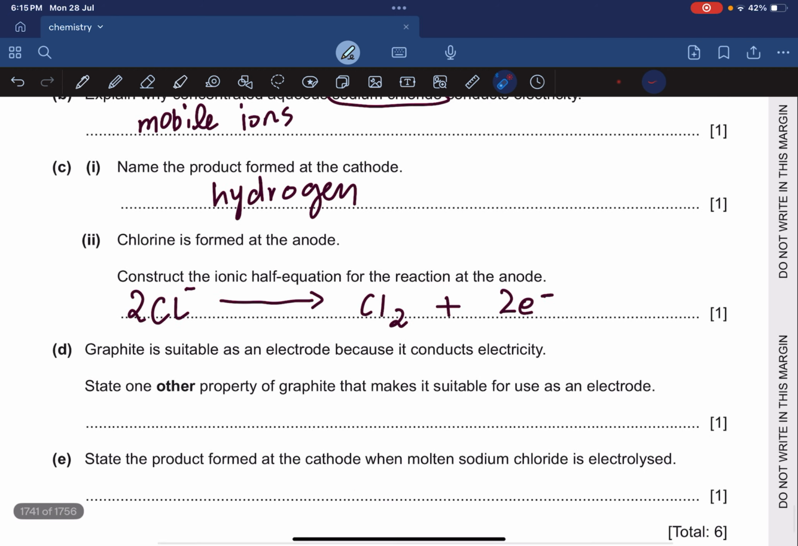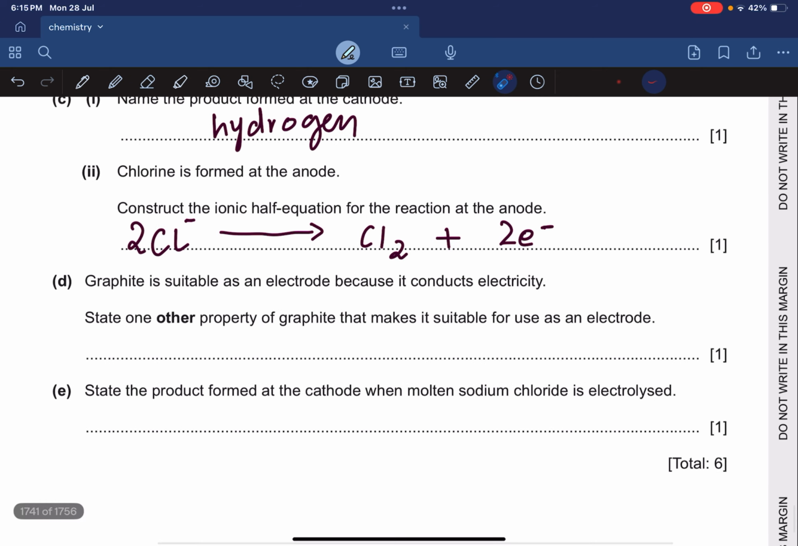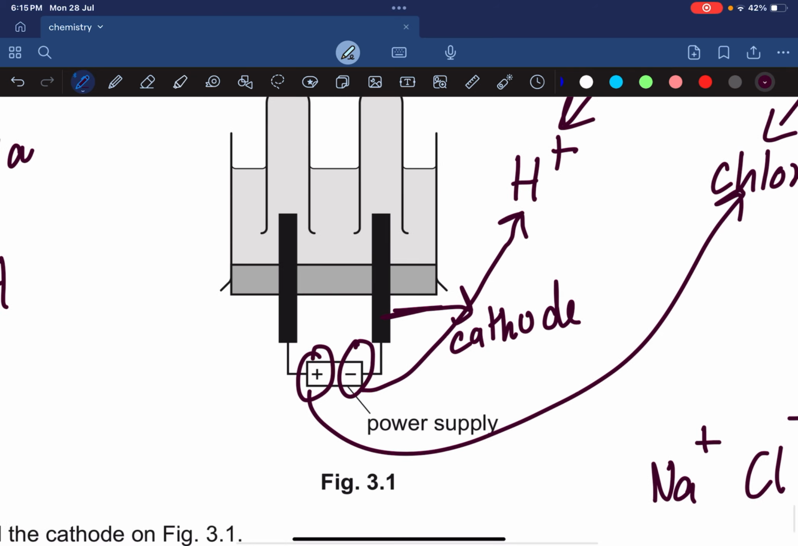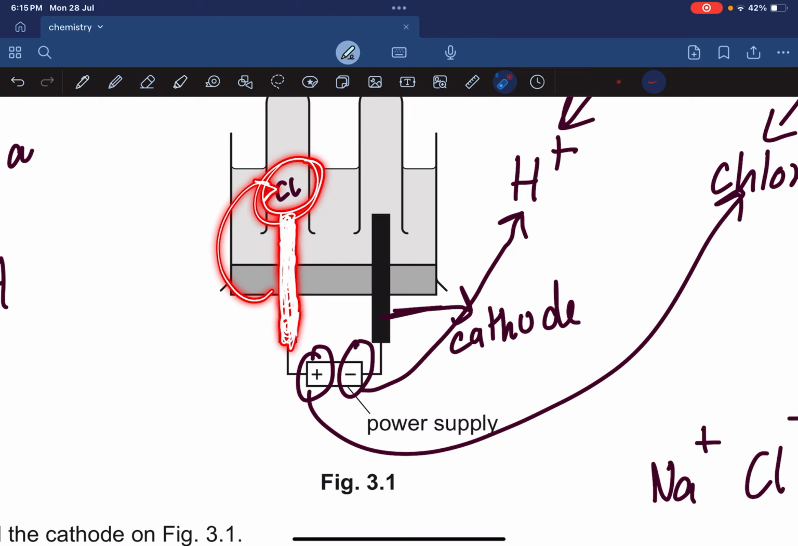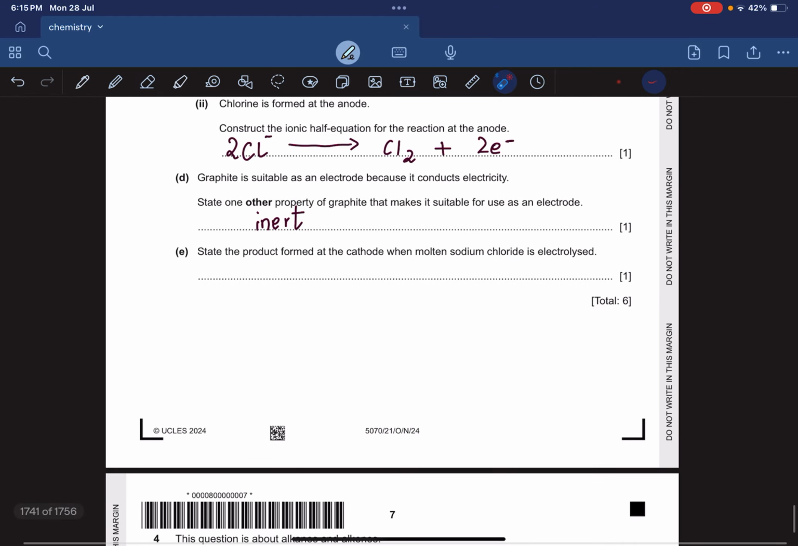Graphite is suitable as an electrode because it conducts electricity. State one other property of graphite that makes it suitable for an electrode. Graphite is inert. For example, if it was not inert, what would happen is that over here chlorine is formed, Cl2 gas, and chlorine gas is extremely reactive. So if this graphite was not inert, this gas would entirely react with the graphite, and your electrode would be used up. So we have to make our electrode of a material that is completely inert, that does not react with the product that's being formed. Otherwise we would have to spend a lot of money to replace it again and again.